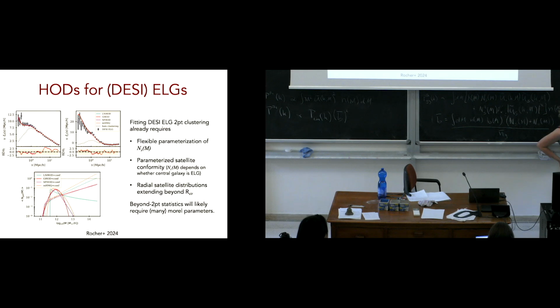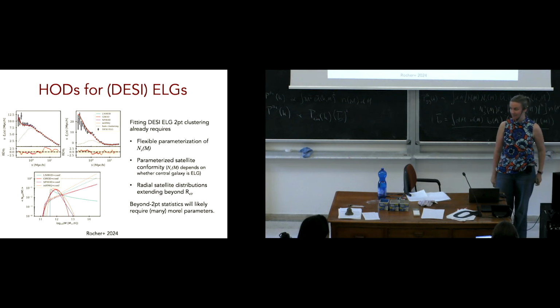In order to match the clustering seen in DESI so far, it also appears that the radial satellite distribution needs to extend quite significantly beyond the virial radius. So some of these might be subhalos that have been accreted by the larger filamentary structure before and are then on their first passage around.